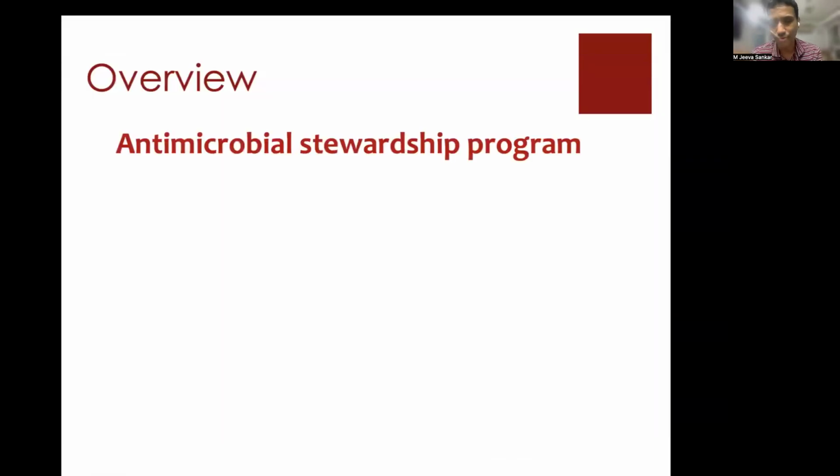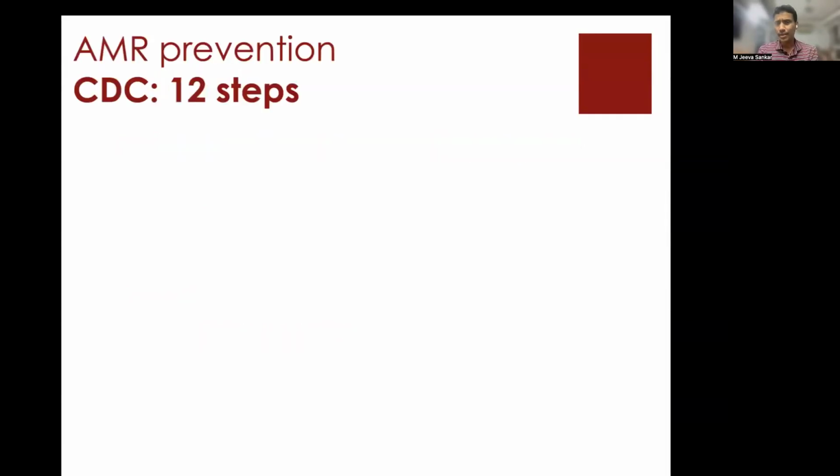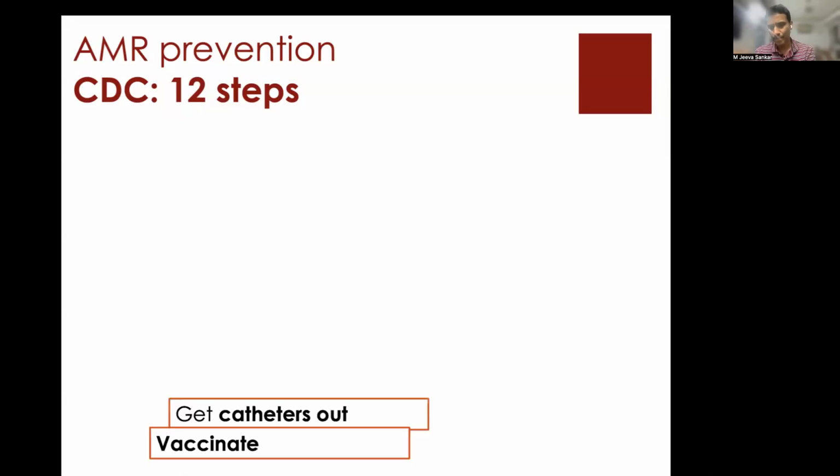So what I'll do is, what is the antibacterial stewardship program? I'll define it, and then I'll provide the components of a stewardship program, and how to set up an antibacterial stewardship program. I'll talk about the principles and examples. Now, as I mentioned, to prevent antimicrobial resistance, you need to do some steps. These are the 12 steps recommended by CDC for prevention of antimicrobial resistance.